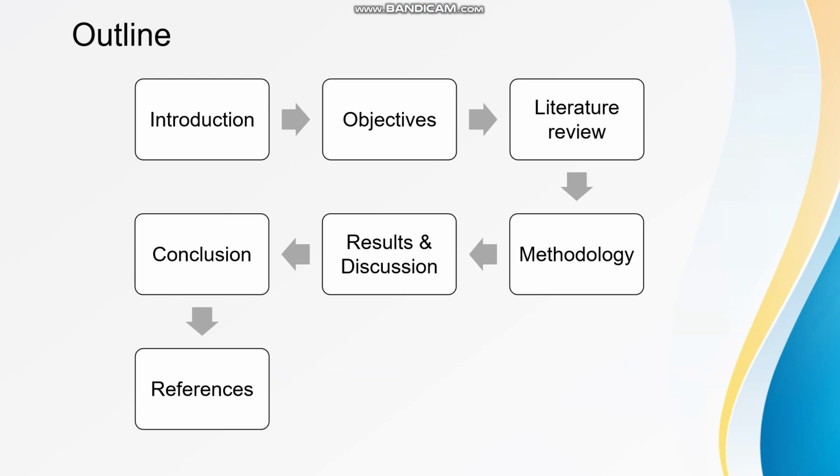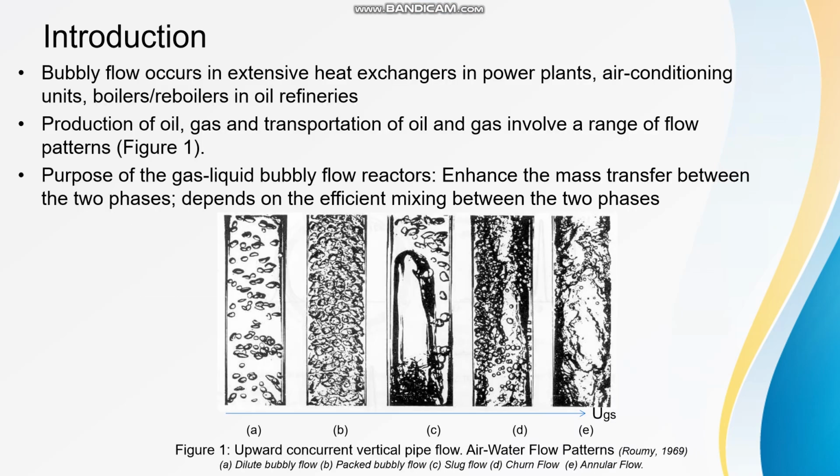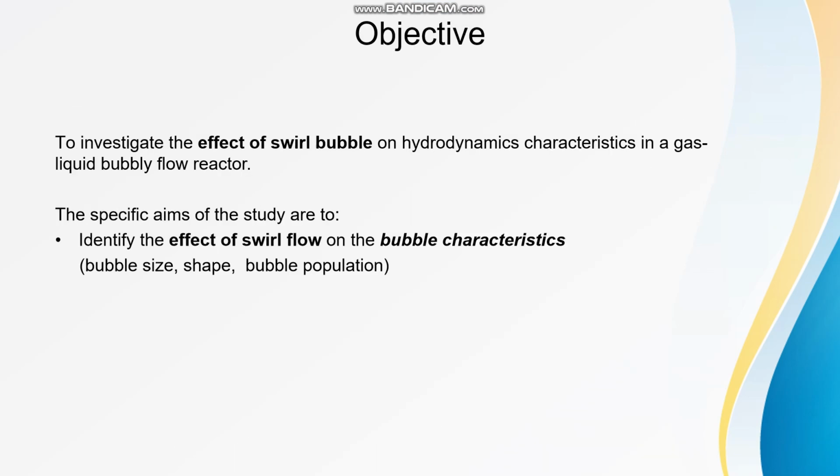So here is my presentation outline for today. First of all, as we know, bubbly flows occur in most power plants, chemical industries, and the refinery industry. The main purpose of gas-liquid bubbly flow is to enhance the mass transfer between the two phases, which depends on the efficient mixing between the two phases. So the objective of this research is to investigate the effect of swirl bubbles on hydrodynamic characteristics in gas-liquid bubbly flows.